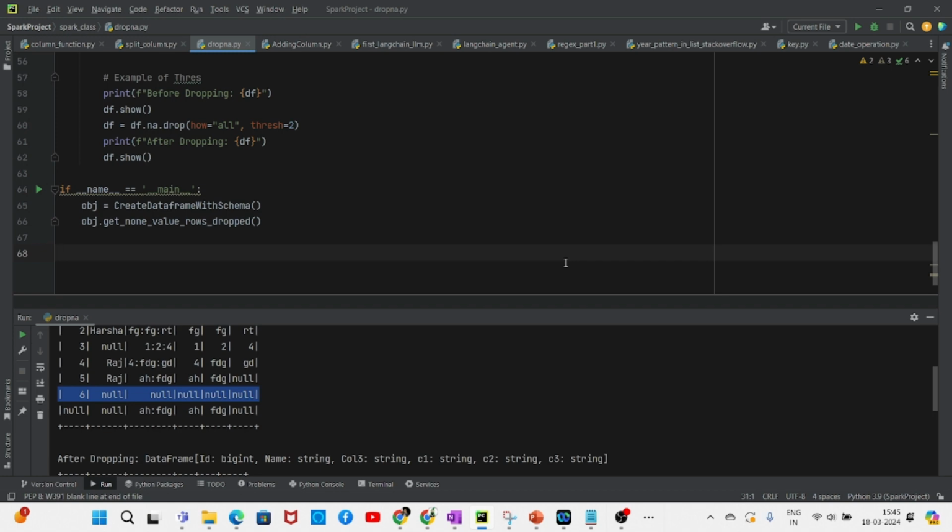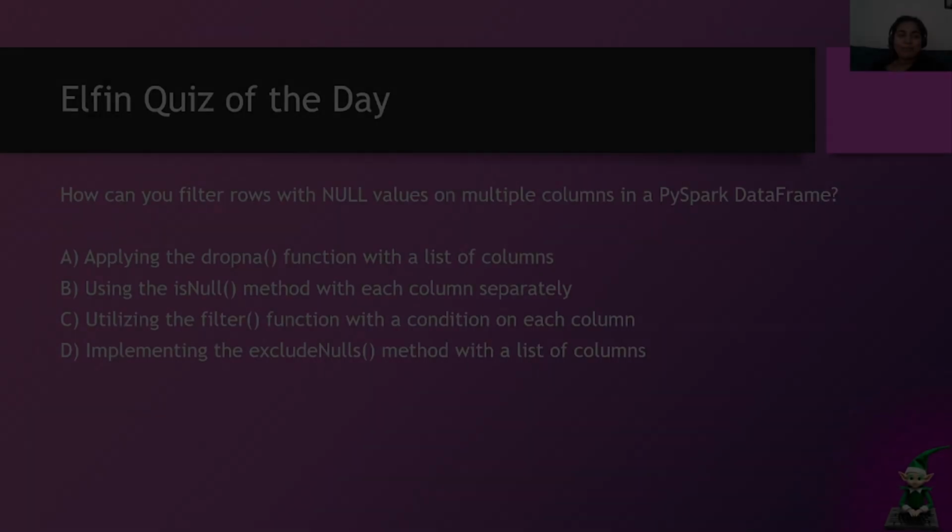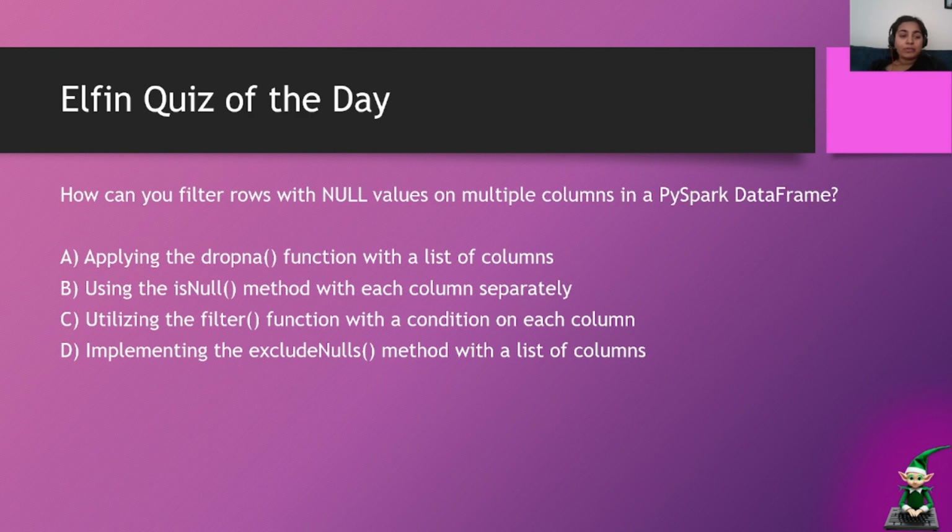Now it is time to check the quiz. Elfin quiz of the day. How can you filter rows with null values on multiple columns in a PySpark data frame? Option A, applying the dropna function with a list of columns. Option B, using the isNull method with each column separately. Option C, utilizing the filter function with a condition on each column. Or option D, implementing the exclude nulls method with a list of columns.